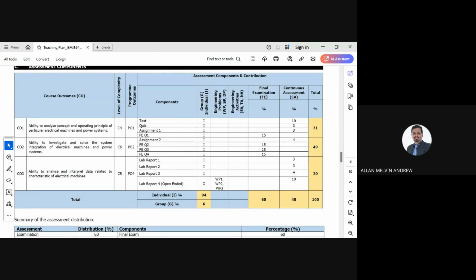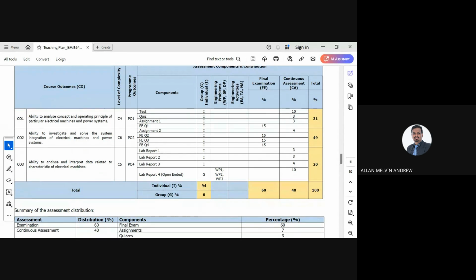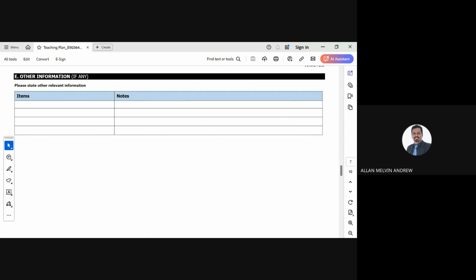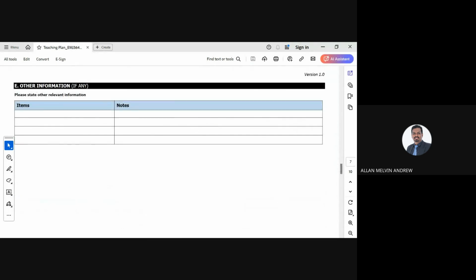You can see here the distribution of marks. Test is 10 marks. I think it's all repetitive, and I already covered everything. That's all for the teaching plan. Later I will share it, so if you have any questions, you can ask in the group. Any question on the teaching plan? No?